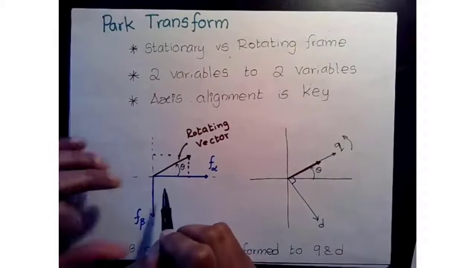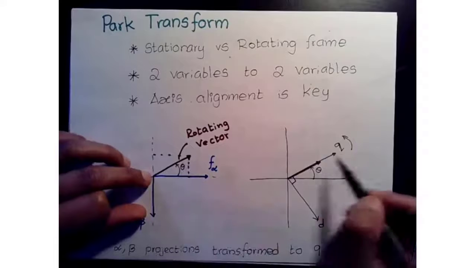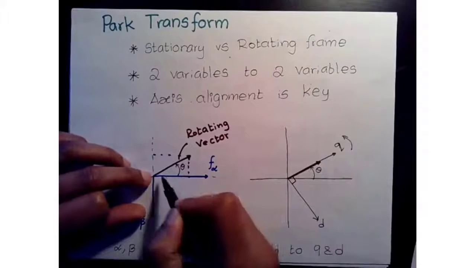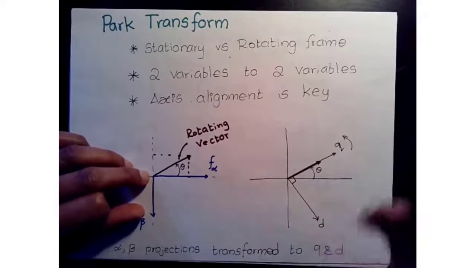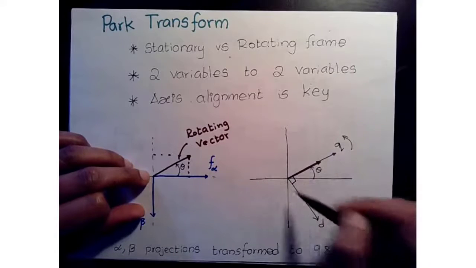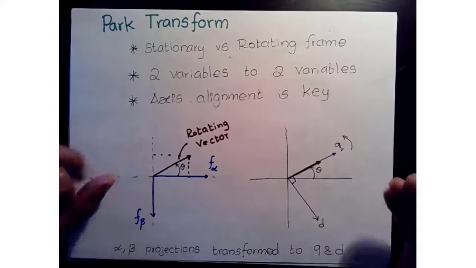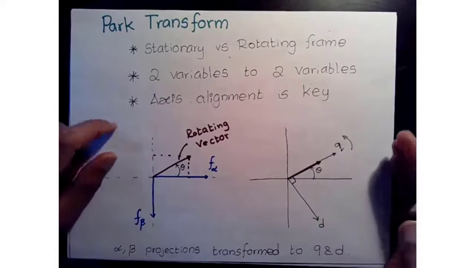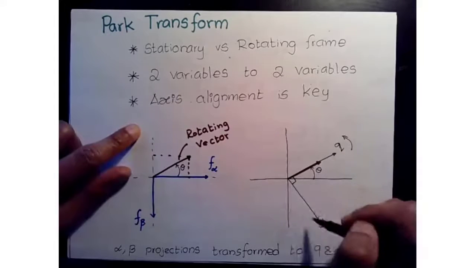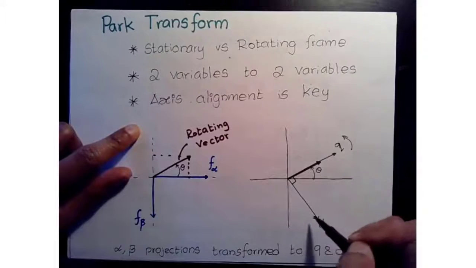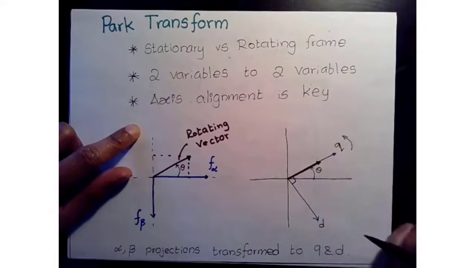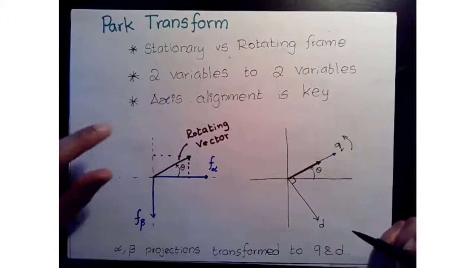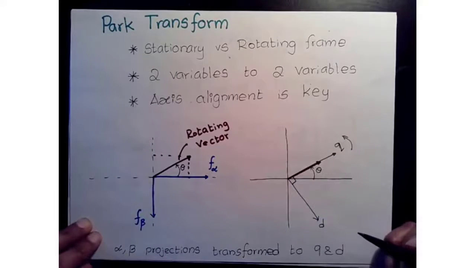What we'll typically do is attach our Q and D axes along with the vector: quadrature along with the currents that we apply, and direct along with the magnetic flux of the rotor for a synchronous machine. Direct means directly along with the magnetic flux. Quadrature means 90 degrees out of phase from that rotor flux. All right.